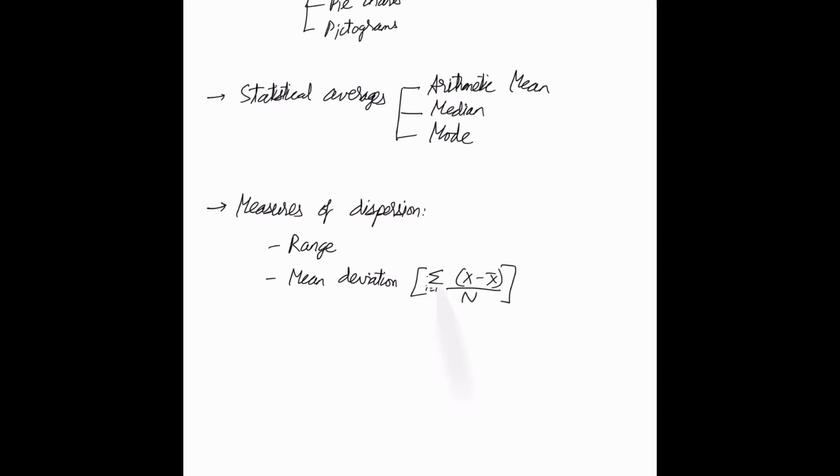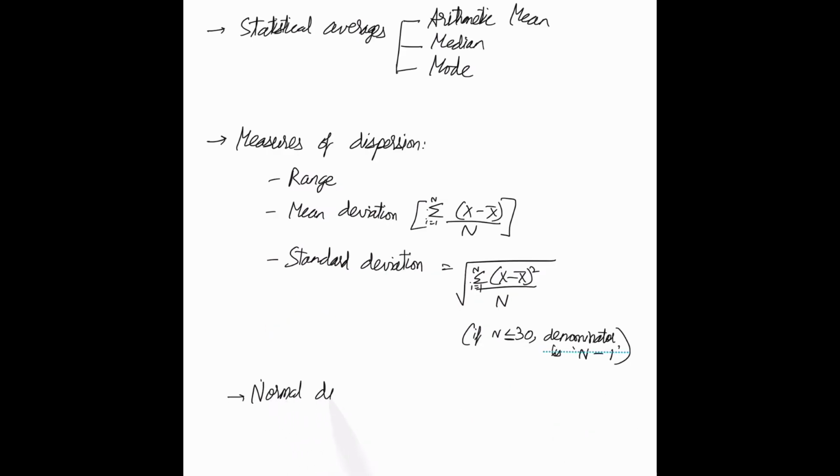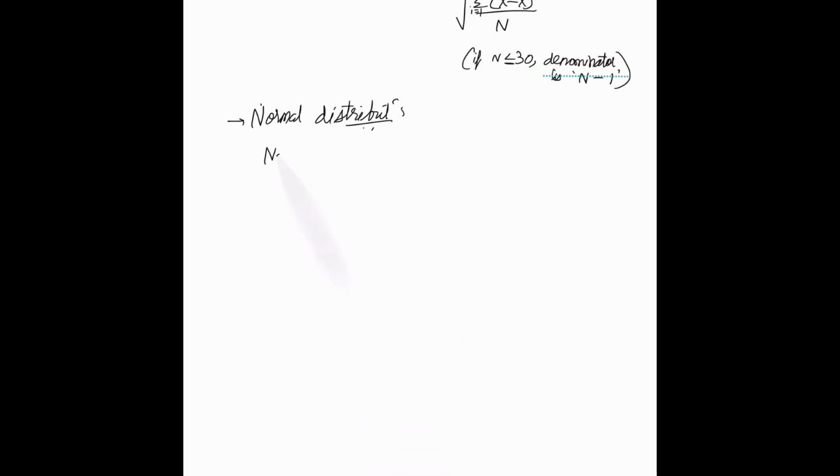So mean deviation is basically the sum of the deviation of each value from the mean divided by the sample size, that is n. In standard deviation, you instead square each deviation and then you take the square root of the whole thing. So what is inside the square root is known as the variance. And if n is less than or equal to 30, the denominator is n minus 1.